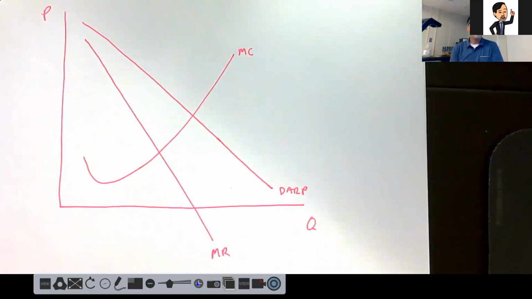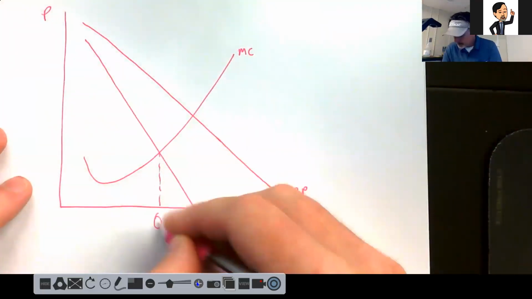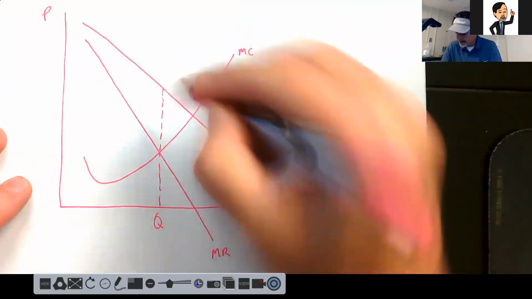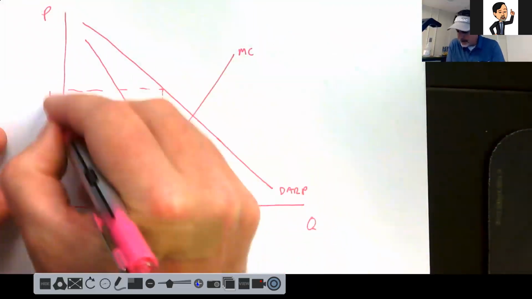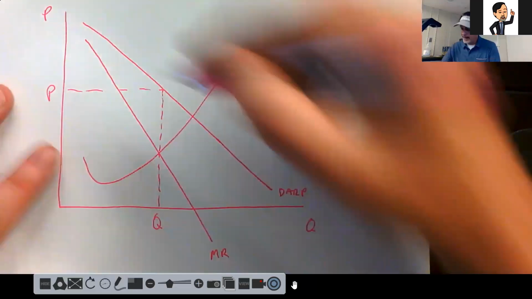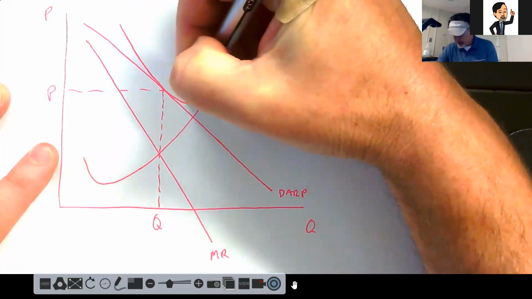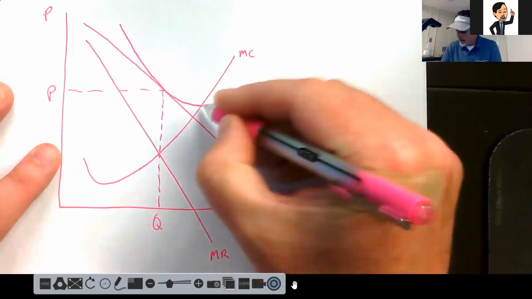Where will this firm choose to produce? Where MR equals MC. There's our quantity of profit maximization. We go to the demand curve to find our price. Excellent. Now, long run equilibrium means that at the quantity where MR equals MC, price and average total cost are equal. So here we are drawing in our average total cost curve that has a point of tangency there. Its minimum point at MC.